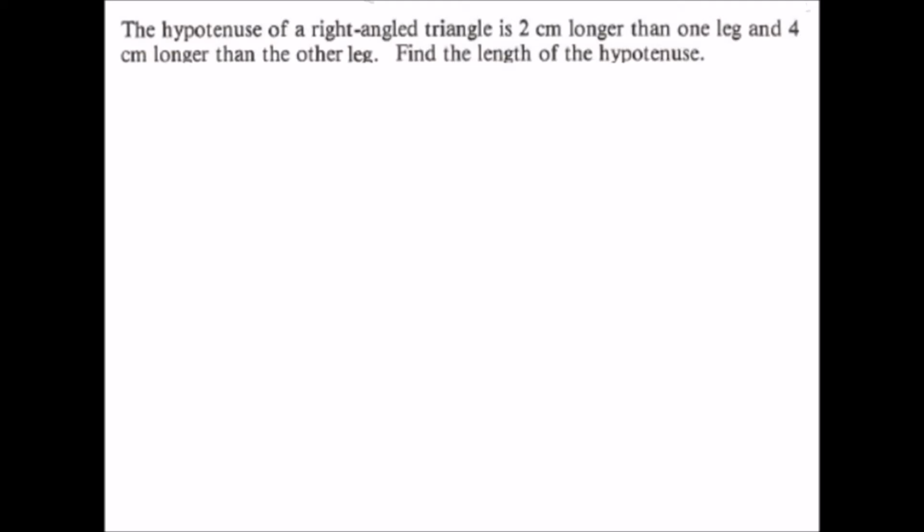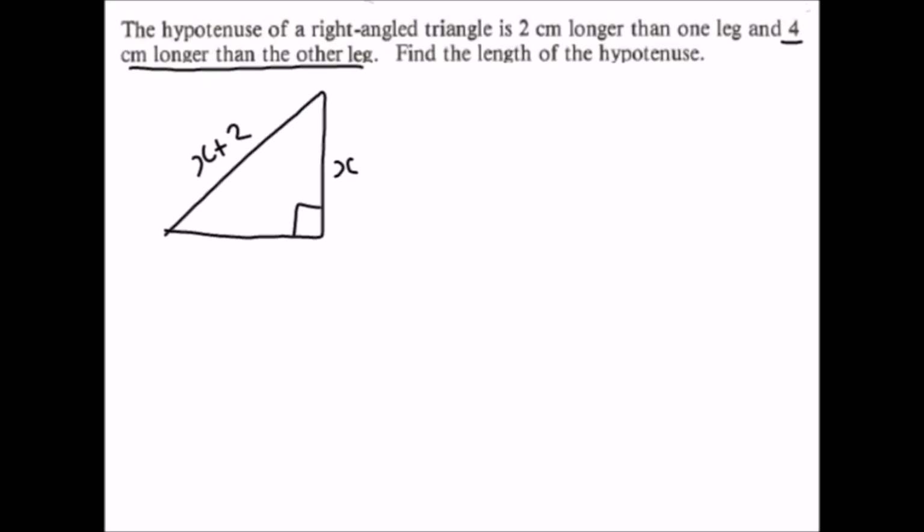Alright, next example. We have a right angle triangle, so let's begin by drawing our triangle. Now the hypotenuse is 2 longer than one leg. Let's call one leg x, therefore the hypotenuse is 2 more than that. Now the hypotenuse is also 4 longer than the other leg. So this leg here must be 4 less than the hypotenuse. So take away 4 from x plus 2, we get x minus 2. So they are our 3 sides.